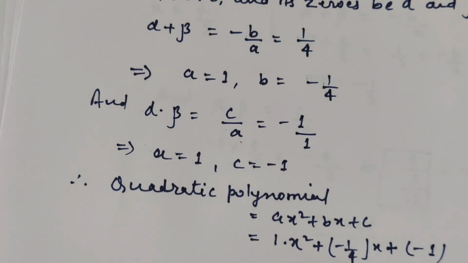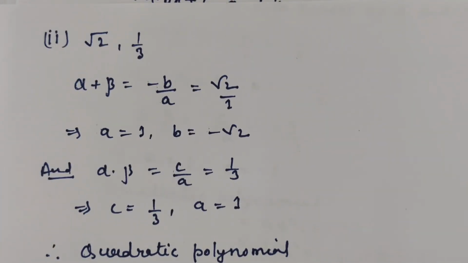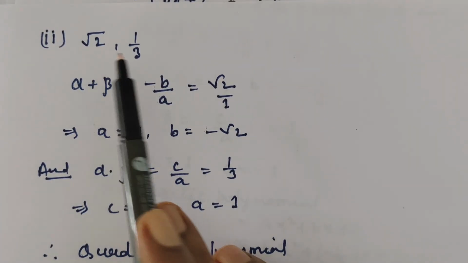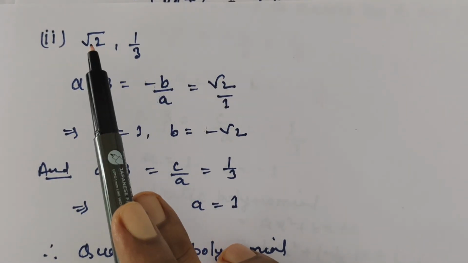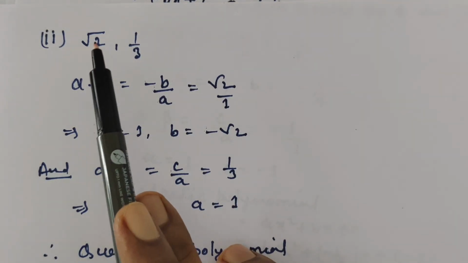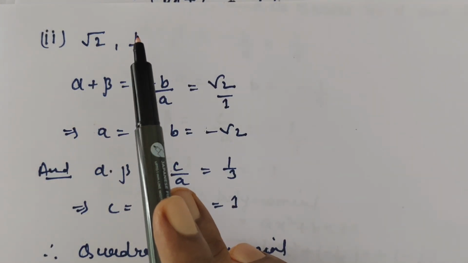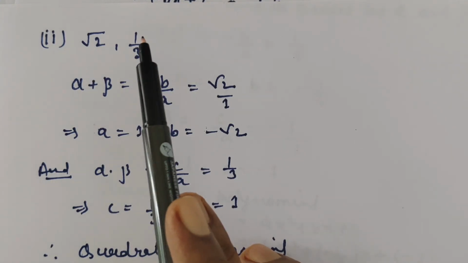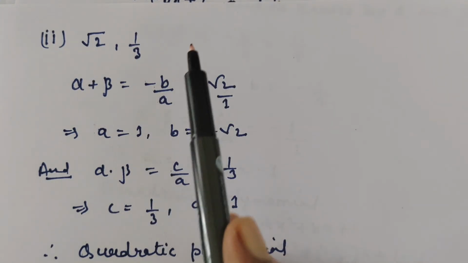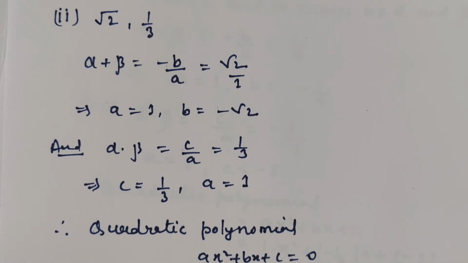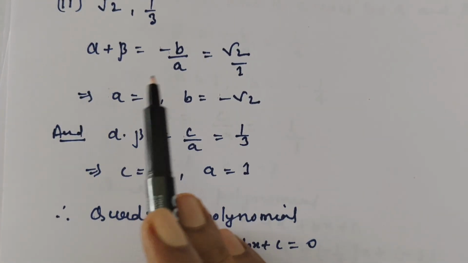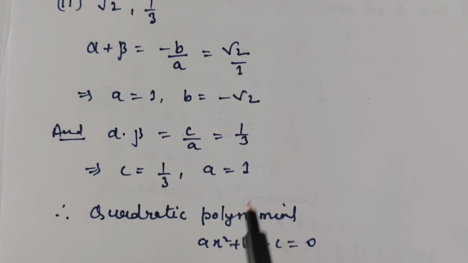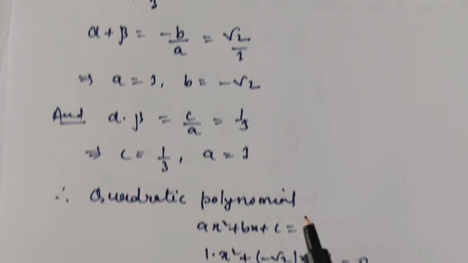Okay, polynomials. Again, you can solve question number 2 on this basis. Here you can see the zeros are root 2 and 1 by 3. One thing to remember: if any question asks for the sum of the zeros and the product of the zeros, you consider first root 2 as the sum of zeros, and after that 1 by 3 as the product of the zeros. So you can put in the formulas, compare, and get the values of a, b, c.